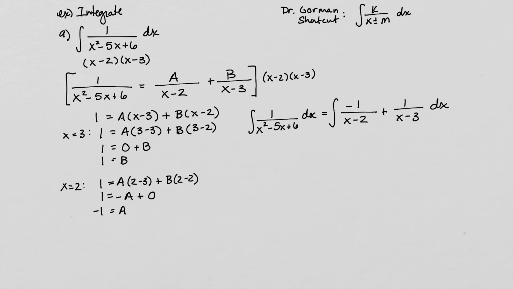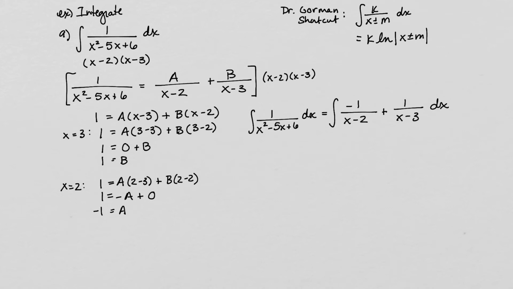So as long as you have x plus or minus some number, and it can only be a single x. It can't be x squared. It can't be x cubed. It has to be x to the first power. This is going to turn out to just be k times the natural log of the absolute value of x plus or minus m. And if you don't see that and you want to do the u substitution, that's totally fine. It's just a little bit of a shortcut to help us out here.